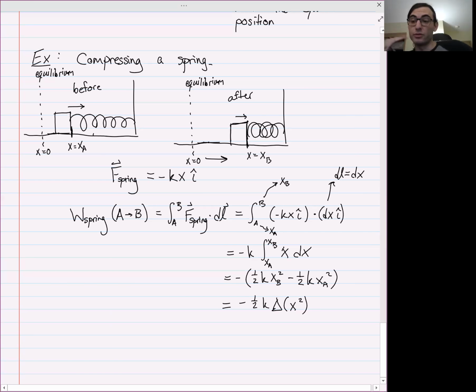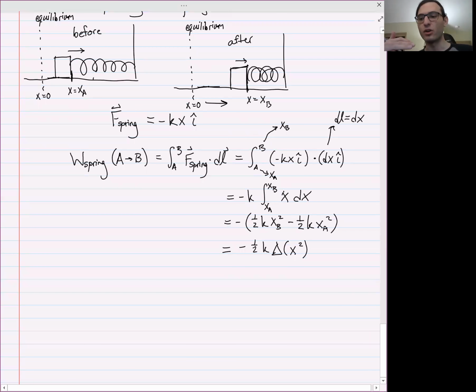So it's not a hard integral. But the important point is that this is just the change in the square of the position. So this isn't identical to the gravity case. In the gravity case, it was minus mg delta y. Here, it's minus 1/2 k delta x squared. But the important point is that this still only cares about the initial and final position.